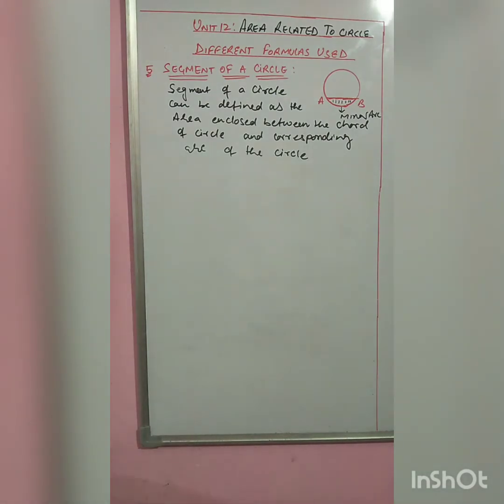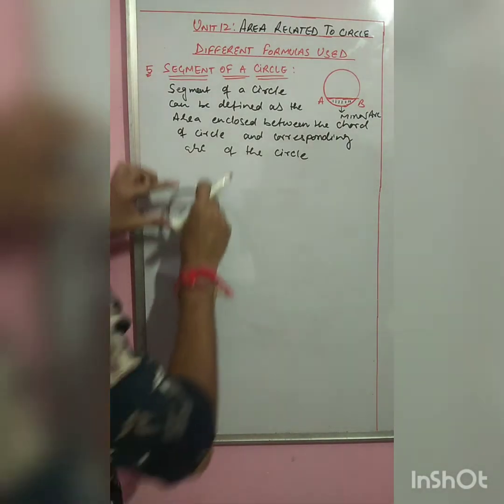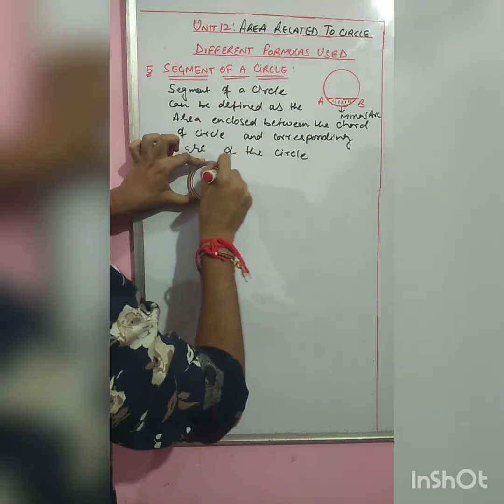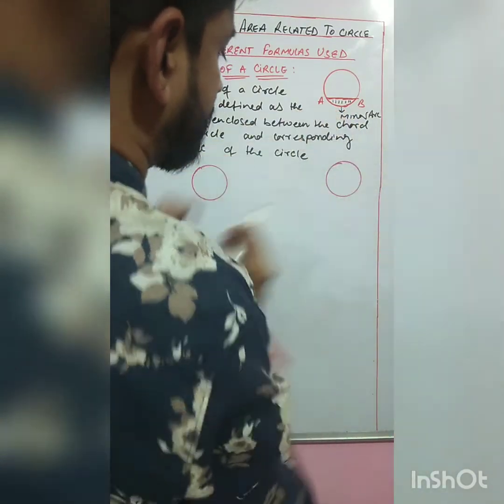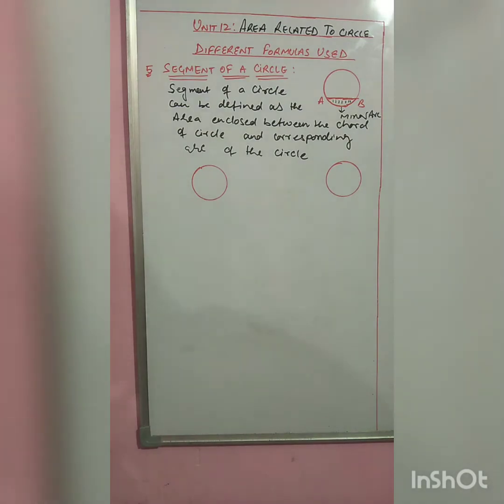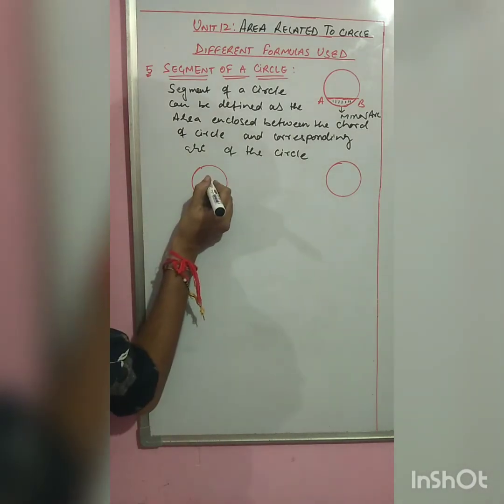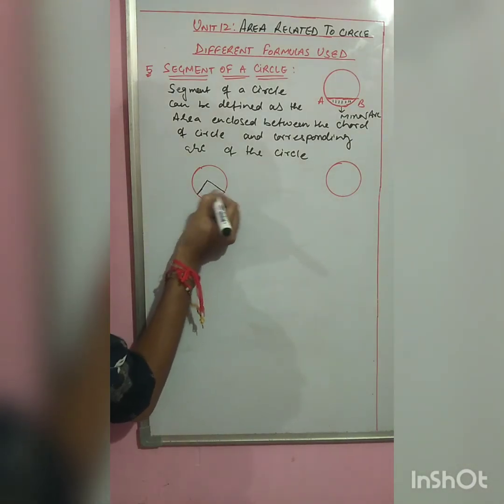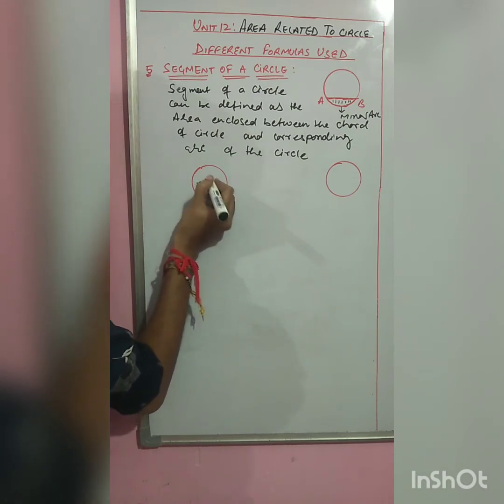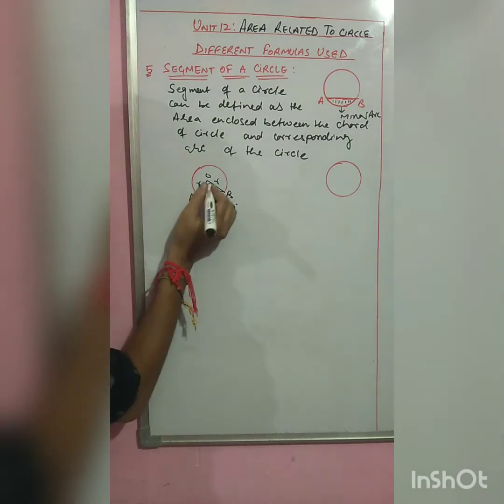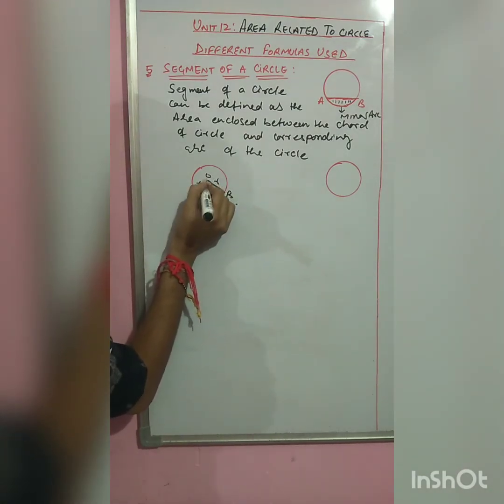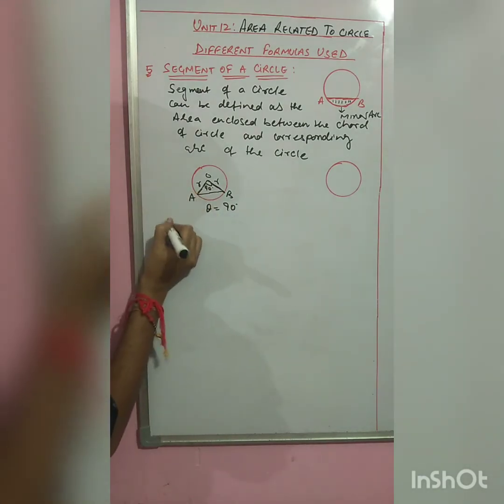So case 1: if the sector angle, like this is your circle with radius r, is 90 degrees, that is theta is 90. Then obviously the two radii would be perpendicular. Both of these lines should be perpendicular. So the height is given.